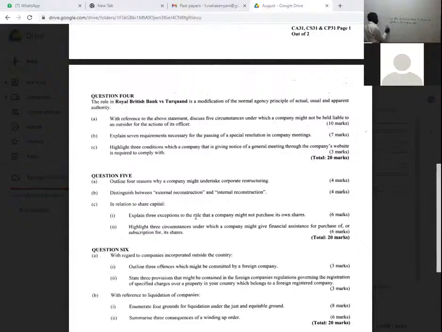Number 2, the notice should clearly indicate the date, time, place, and agenda of the general meeting. So the notice should clearly indicate the date, time, place, and agenda of the general meeting.